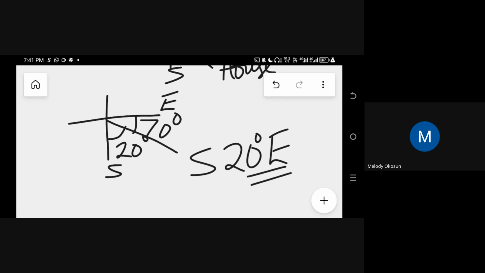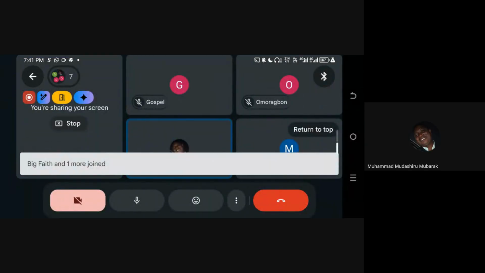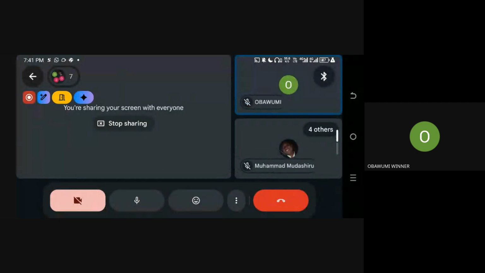Do you understand this? Yes, sir. Okay, so you guys have to be very careful. Make sure that the angle touches the north or touches the south. If it does not touch the north or touch the south, you have to subtract that angle from 90 so that you can get the balance that you're supposed to have.